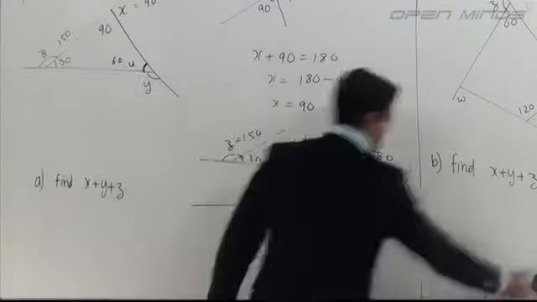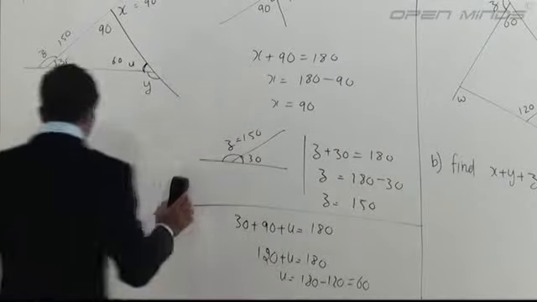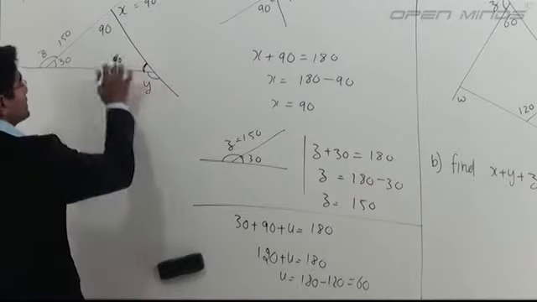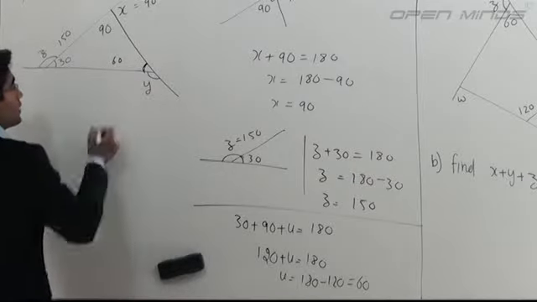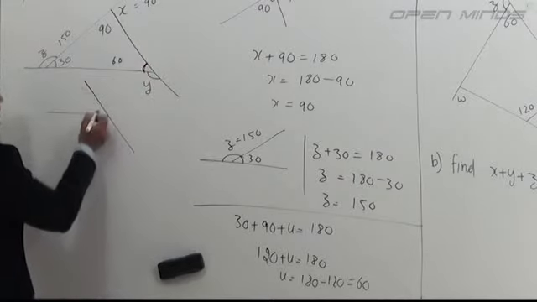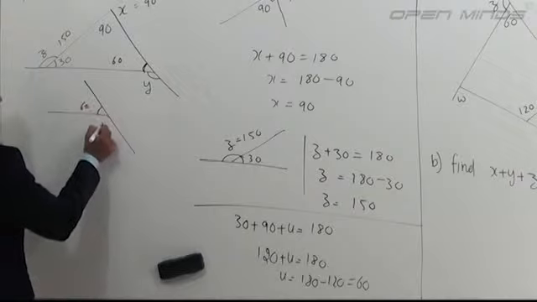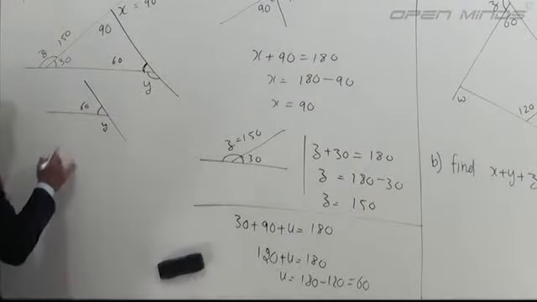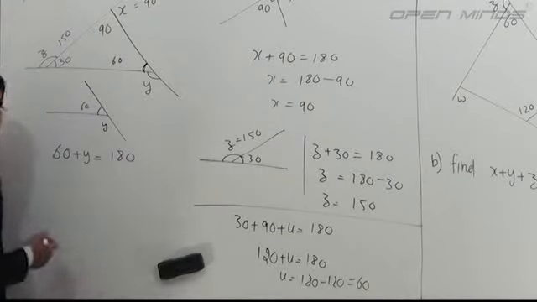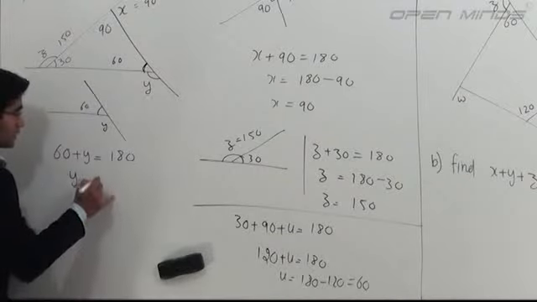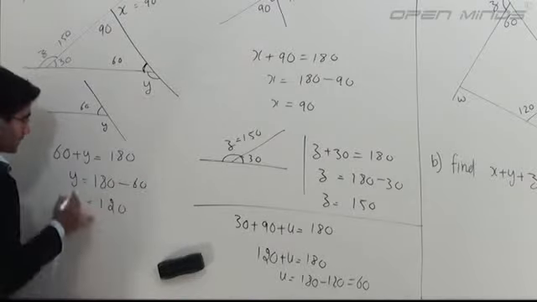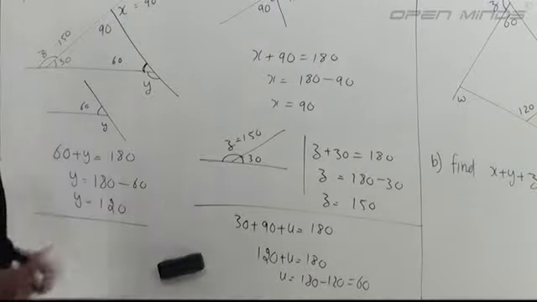Now look at this. If that is the whole thing, I'm supposed to find x plus y plus z. But I don't know what the value of y is still. This guy is 60, so now first find out y. If I draw this line here again, that is linear. So if this is 60 and this is y, can I use the same logic? That is 60 plus y is how much? It is 180 again, linear pair. So cool. What is y? 180 minus 60, that is 120. That is y.